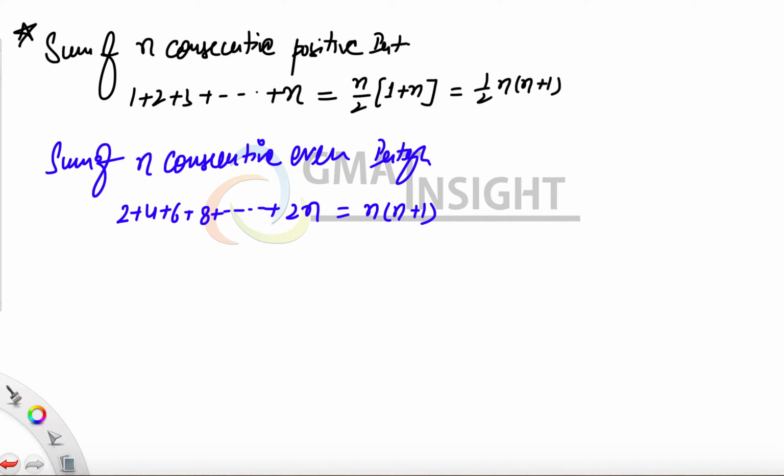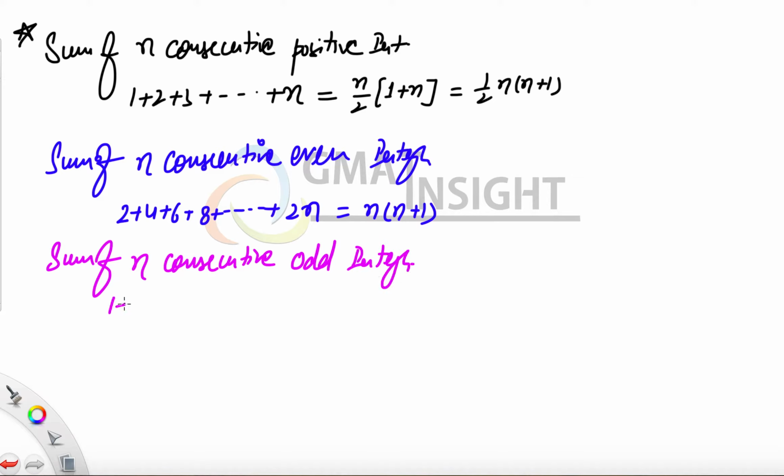Similarly, there is a third form that we have to understand, and that is the sum of n consecutive odd integers. Let me quickly summarize this as well. It is 1 plus 3 plus 5 plus 7 plus 9 and so on, and the last term will be 2n minus 1. You understand? The second term is 3, which is 2 into 2 minus 1. The third term is 5, which is 2 into 3 minus 1. So the nth term will be 2 into n minus 1.